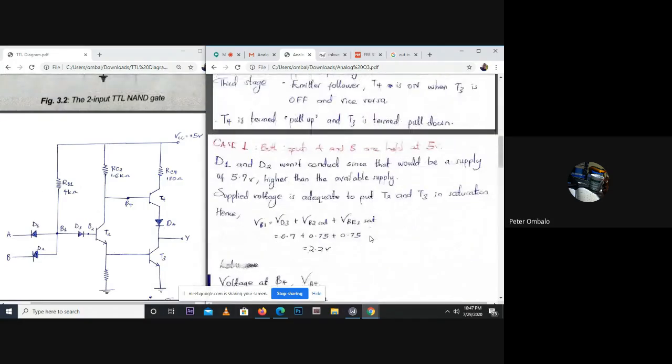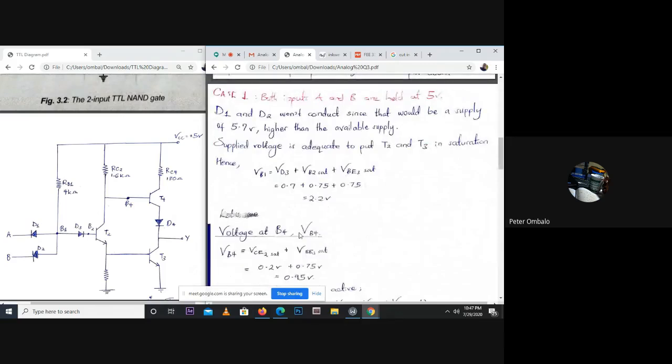Then let's look at a first case where both inputs A and B are held at 5 volts. We know how a NAND gate works. It only gives a low output when both inputs are high. For the rest of the inputs, we have lows.